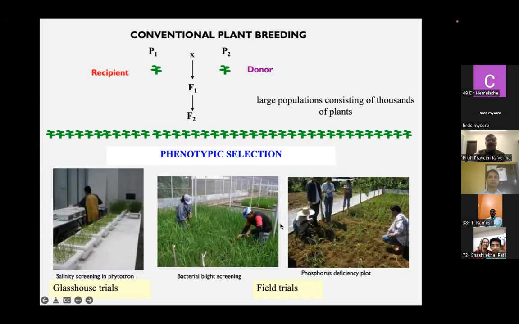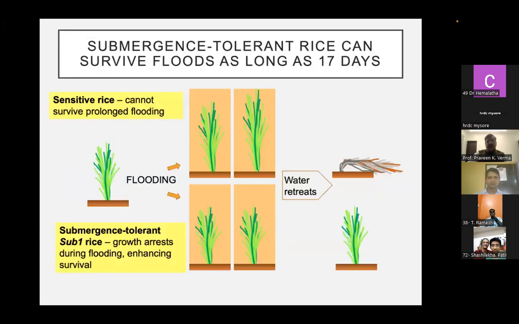I do have certain slides where you can either go for glasshouse trials or, many times, field trials. And then you can release the variety if it is very important for the farmers. There is one example which started long back, about 17 years ago, with submergence tolerant rice, which can survive floods.